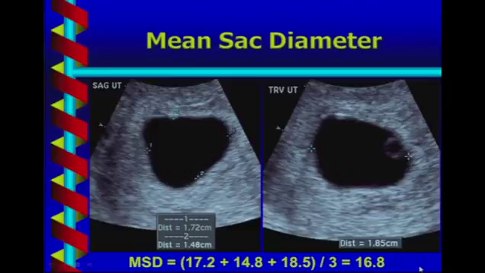So let's now go into individual measurements, starting with the very earliest one that one could measure, the mean sac diameter. The mean sac diameter is the average of 3 measurements of the gestational sac: the sagittal, transverse, and anteroposterior dimensions. Those are measured in millimeters and averaged. In this particular case, the mean sac diameter is 16.8 millimeters.